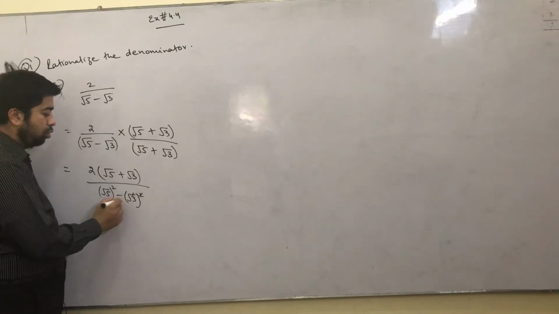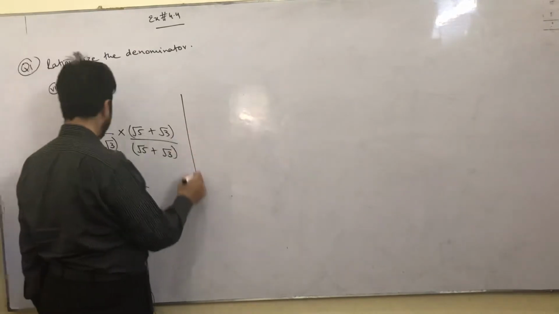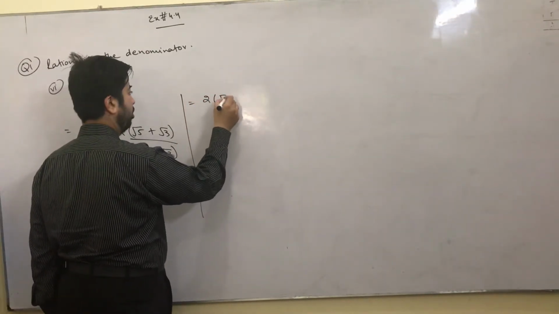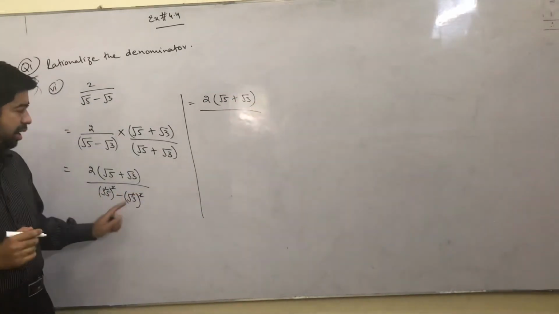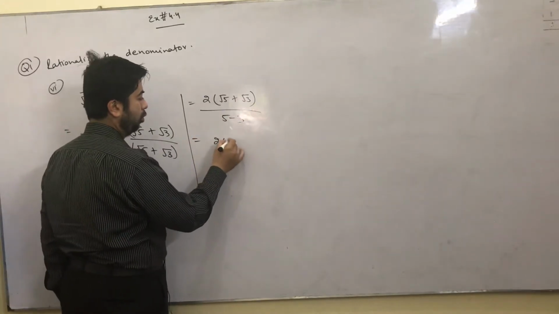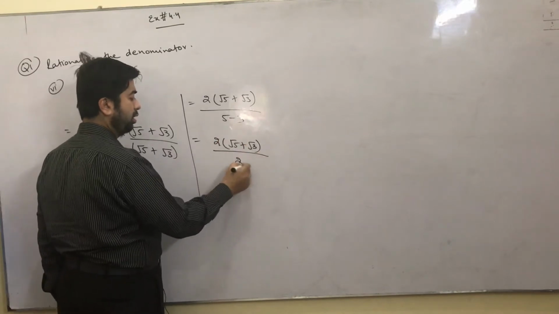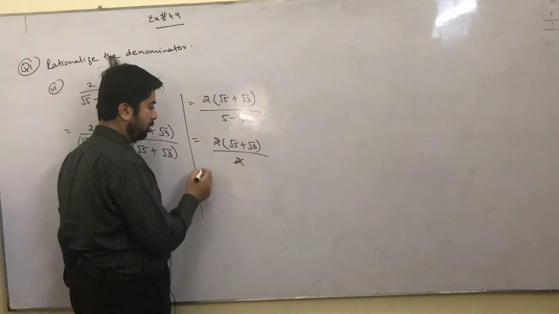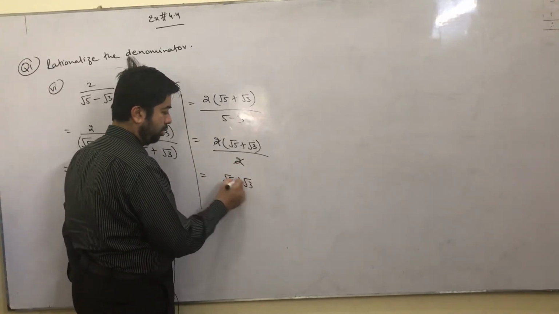So the square is going to cancel with this square root, the square is going to cancel with this square root, and in the numerator we have square root 5 plus square root 3, and in the denominator 5 minus 3. So 2 times square root 5 plus square root 3, and denominator 5 minus 3, that is 2. Is there any cancellation going to happen? Yes. 2 is cancelled with this 2. Square root 5 plus square root 3.